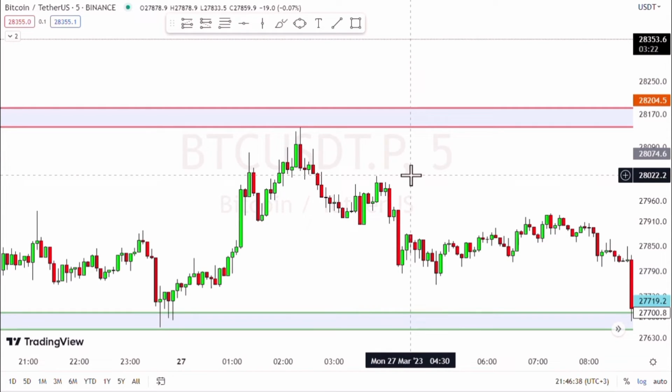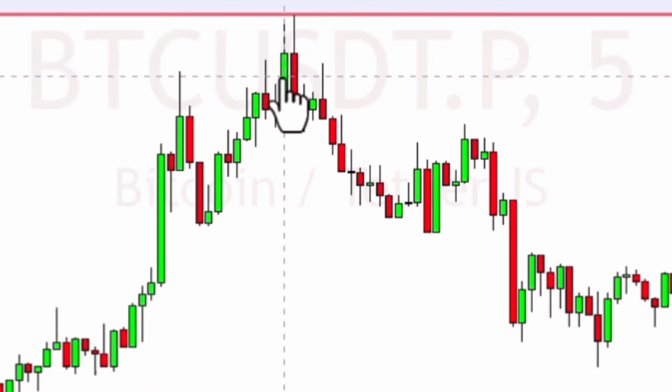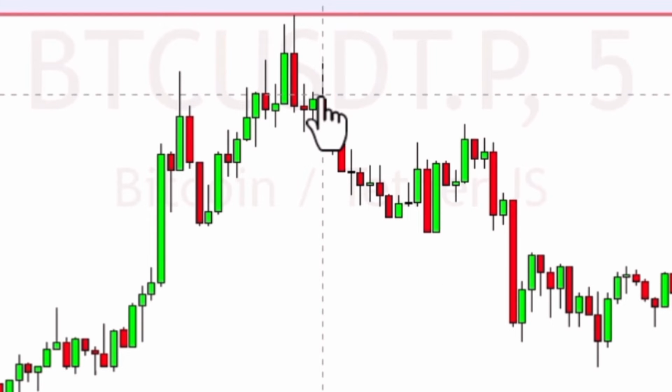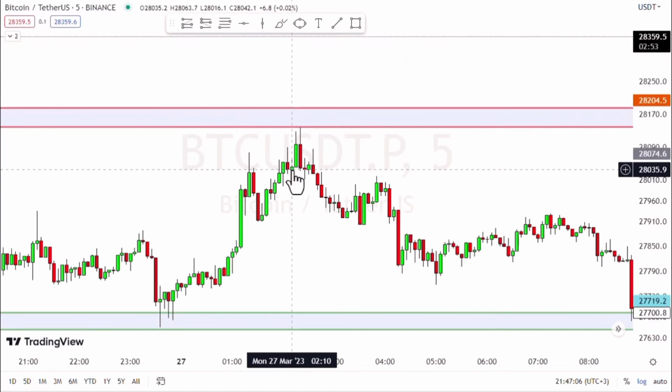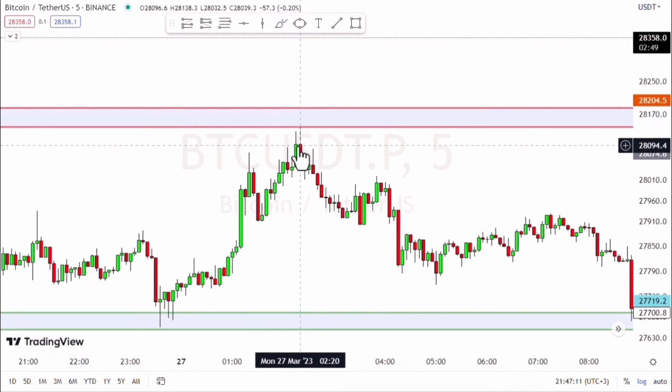But just a simple story here. You can see a head and shoulders beautifully happen here. And before that, we have one engulfing here. We have a shooting star here. We have a bearish spinning top here. But we didn't take these trades. Why? Because the body of the candle didn't hit our resistance level.